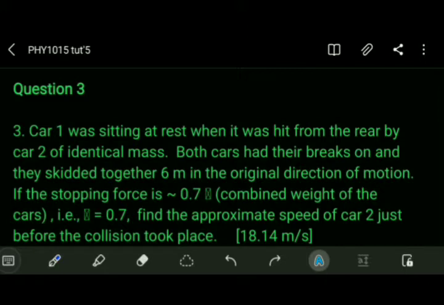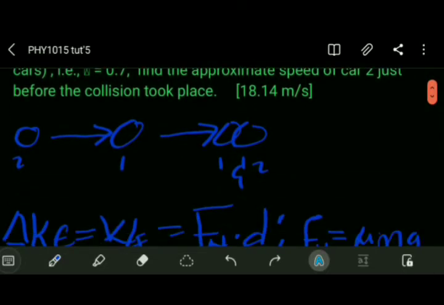One thing I need to mention here is that in an elastic collision, both momentum and energy are conserved. The question further says the stopping force is about mu times the combined weight of the cars, meaning mu times 2m, because we have two equal masses, so instead of just m, it's going to be 2m. So we have mu times 2m as the stopping force. We have to find the approximate speed of the car just before the collision, the car which was coming to hit the other one. We need to find the initial speed of this car.